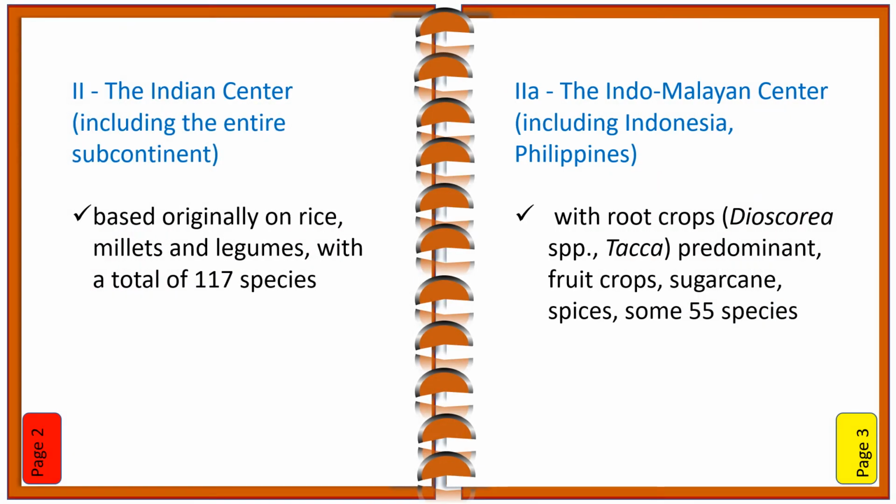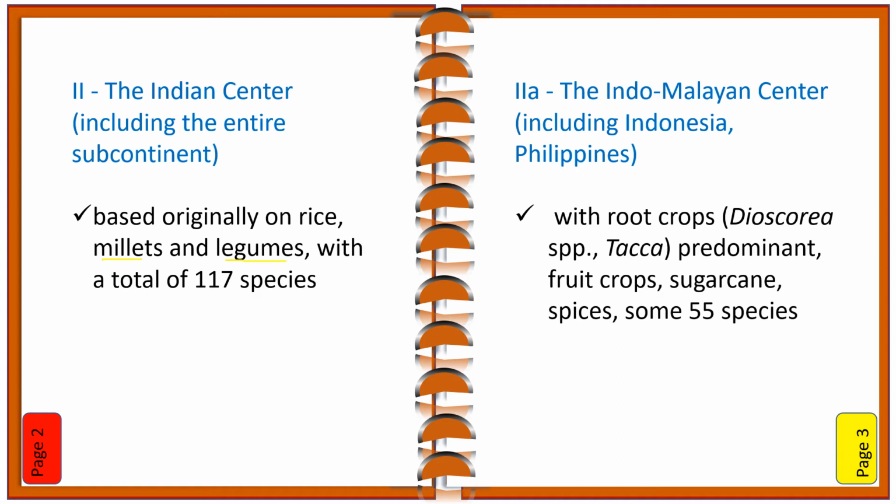The second is the Hindustanian or the Indian center. So based originally ito ay mga rice. So sa India meron silang basmati rice. Doon talaga nag-originate ang basmati rice. They have that long grain basmati rice. They have millets. So doon nag-originate ang millets. And most of tropical legumes with a total of 117 species that they have that were recognized to have originated from that place, it's a place or a region of origin.